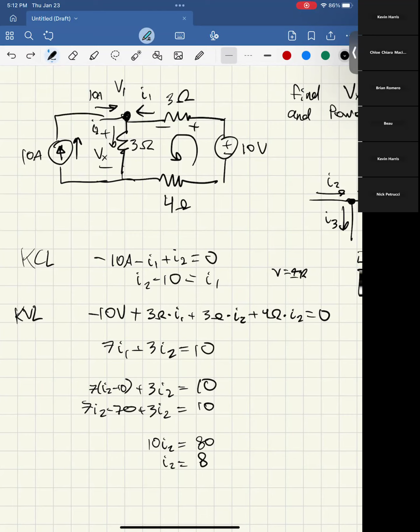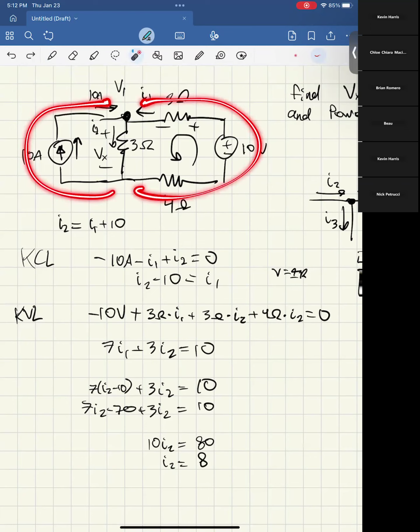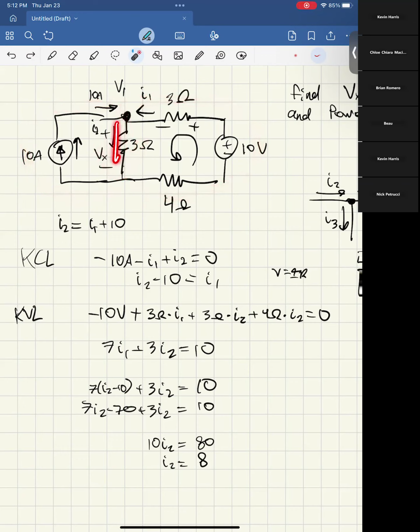So here, what we're actually saying is that I2 equals I1 plus 10. I probably should have written that here instead, because then I could have made that point. But as you can see, because of the current source, in this path there's 10 amps, and in this path there's I1. And then they combine to make I2 here. Our goal is to figure out what I2 is, because if we find I2, then we can find the voltage here, because V equals IR.